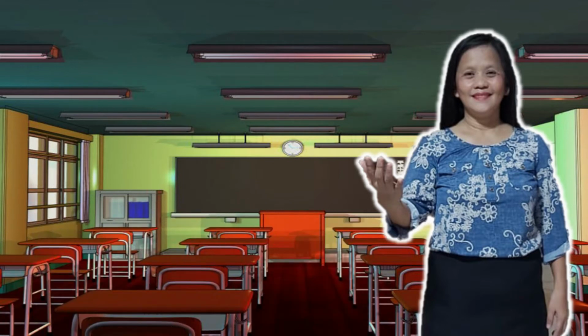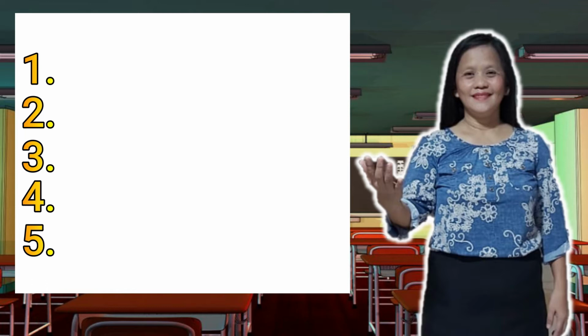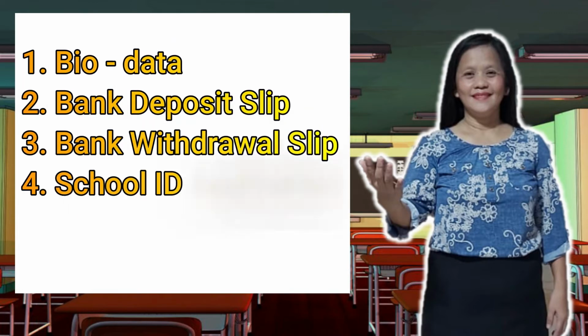This time, I want you to prepare your pen and your paper. We're going to have a spelling activity. Ready? Number 1. Biodata. Okay, number 2. Bank deposit slip. Number 3. Bank withdrawal slip. And number 4, school ID application. And the last but not the least number 5, election ballot. Okay? Please check your answers.